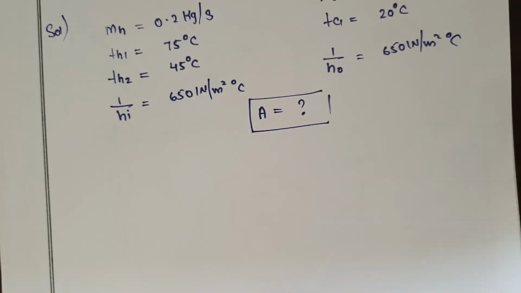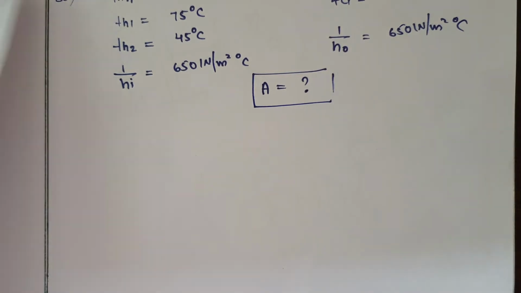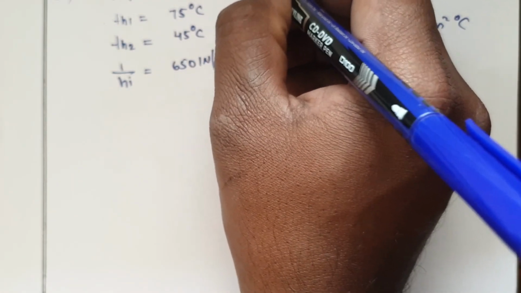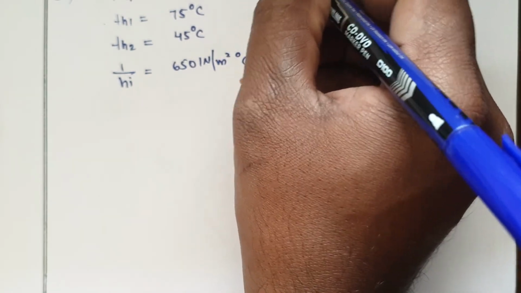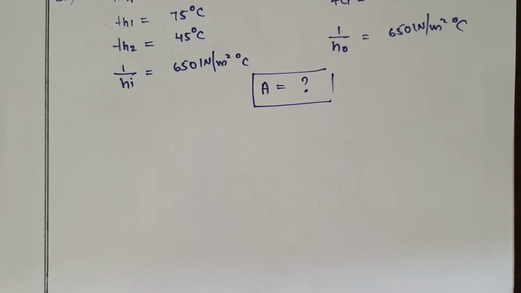For finding the area, you have to follow the pattern I gave, and you have to identify whether the given flow is parallel flow or counter flow. In the given question, the flow is parallel flow. Mostly two types of flow are there, and this one is the parallel flow.